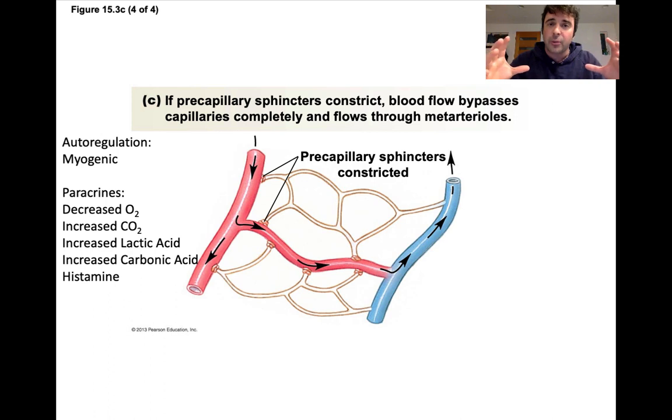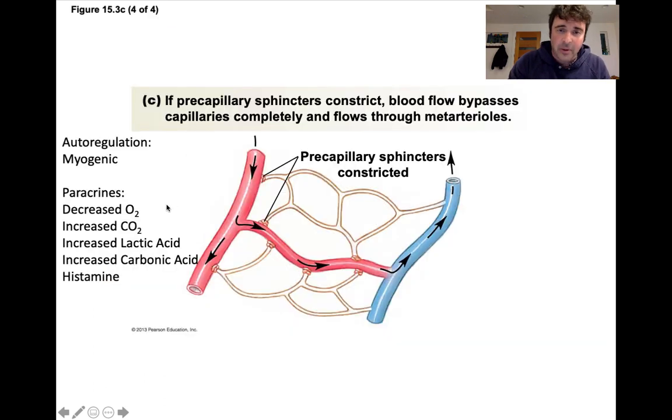And the stretch of the precapillary sphincter can trigger a localized, I won't say reflex, but a localized response in which the precapillary sphincters constrict, reducing blood flow to that area because it's getting too much blood. We want to optimize where we're delivering blood in the body, right? So that's one mechanism that can happen.